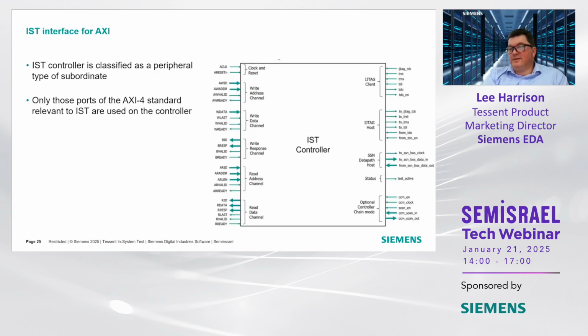The IST itself, so the IP, here's just an example of the I/O that you would typically see when implementing that. So on the left-hand side there, you've got the pins that you would expect for an AXI4 interface. And then on the right-hand side there, you can see that we've got the connectivity to the IJTAG infrastructure within the chip, the SSN infrastructure within the chip, and the various other control signals. So when you implement your IST within your chip, this is the sort of pinout you would see for the IP that you implement.